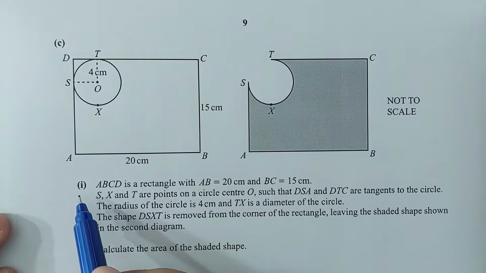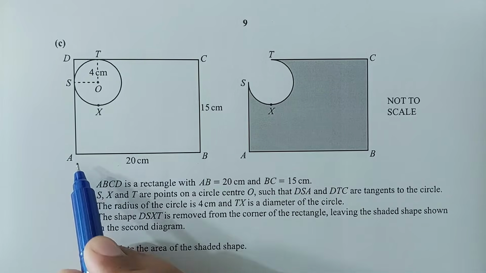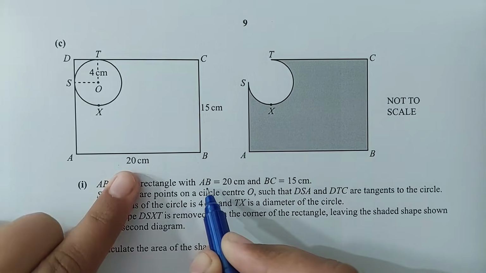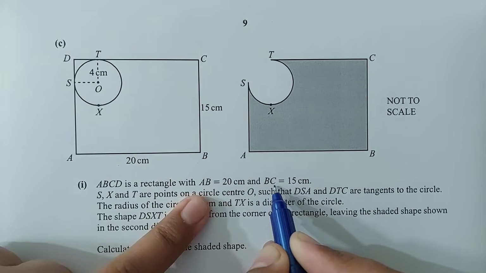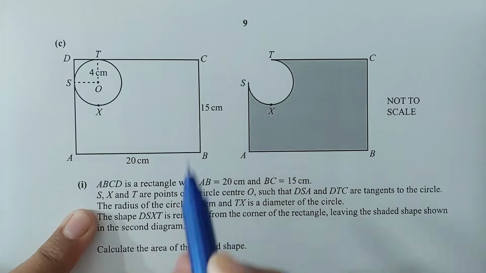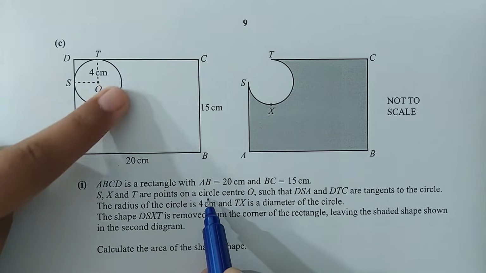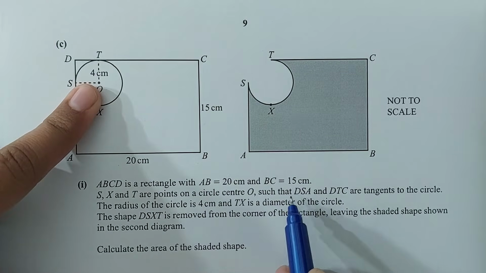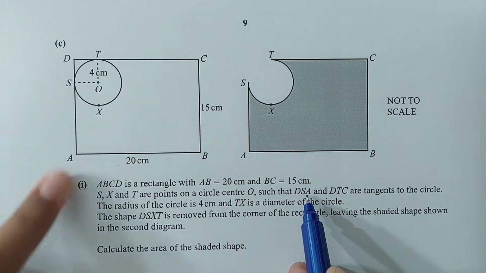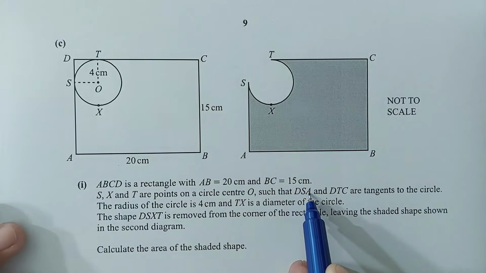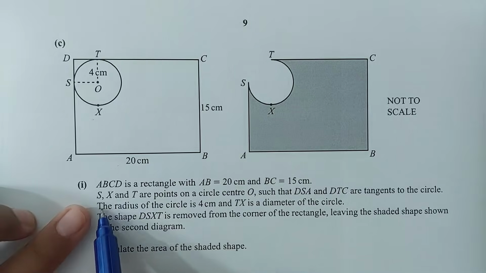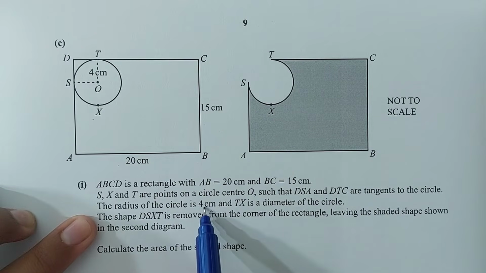Now for part C, number 1. ABCD is a rectangle with AB 20 centimeters and BC 15 centimeters. S, X, and T are points on a circle centered at O such that DSA and DTC are tangent to the circle. These two are tangent to the circle. The radius of the circle is 4 centimeters.